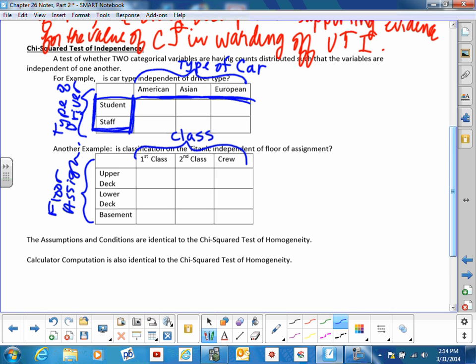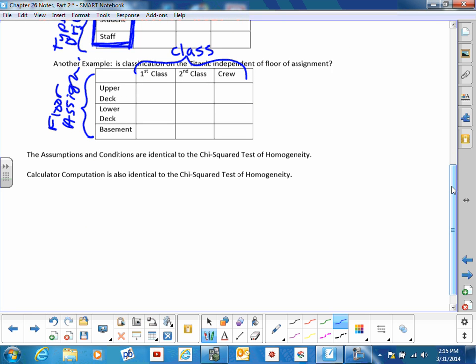I don't think you can always determine which one is influencing the other. Sometimes the variables are just interconnected and you can't tell which one is the influencer of the other. Okay? All right. Or in this case right here, you can't tell either way, right? I don't know. Okay? So here we have the assumptions and conditions are the same as what they were on Friday, and calculator computation is the same as Friday. So yay. Now let's do one of these problems.